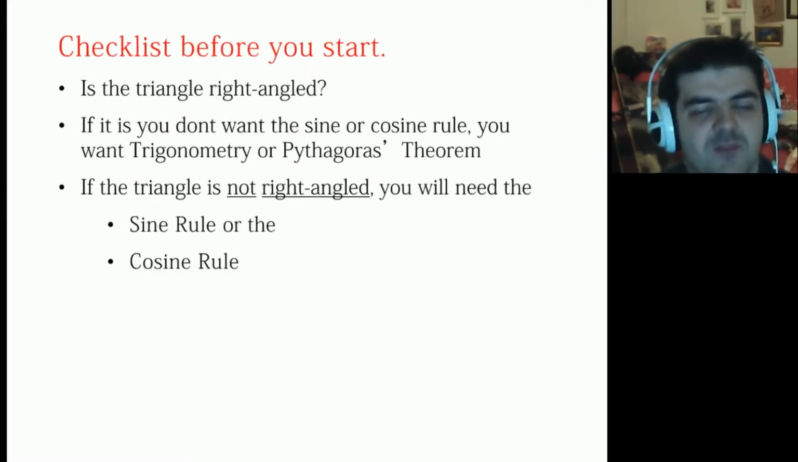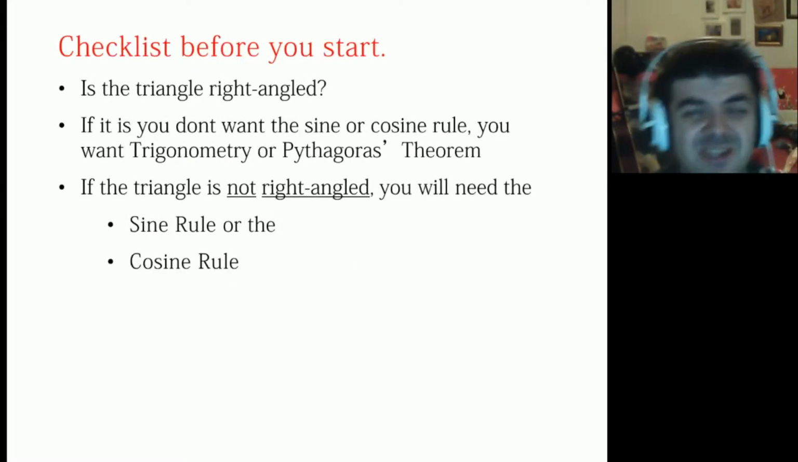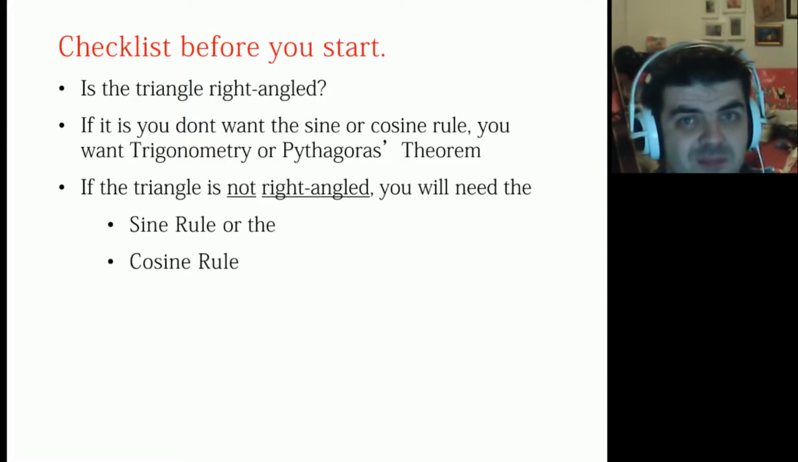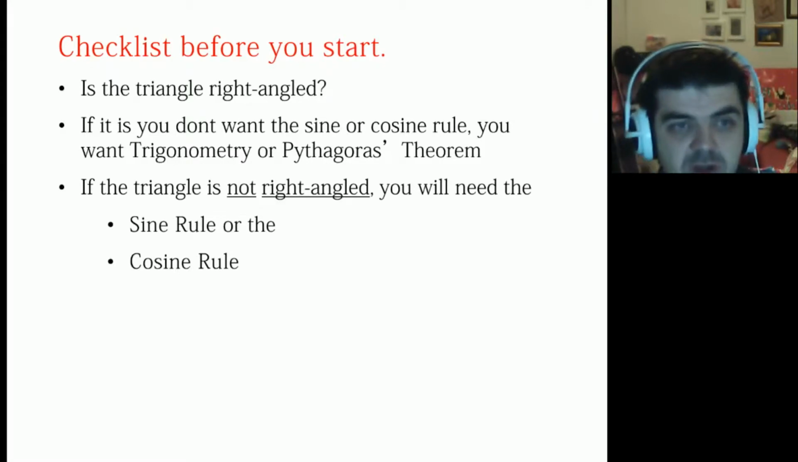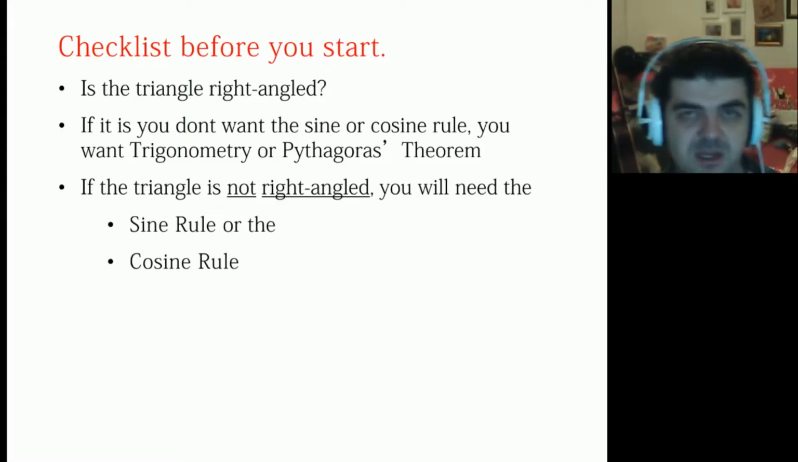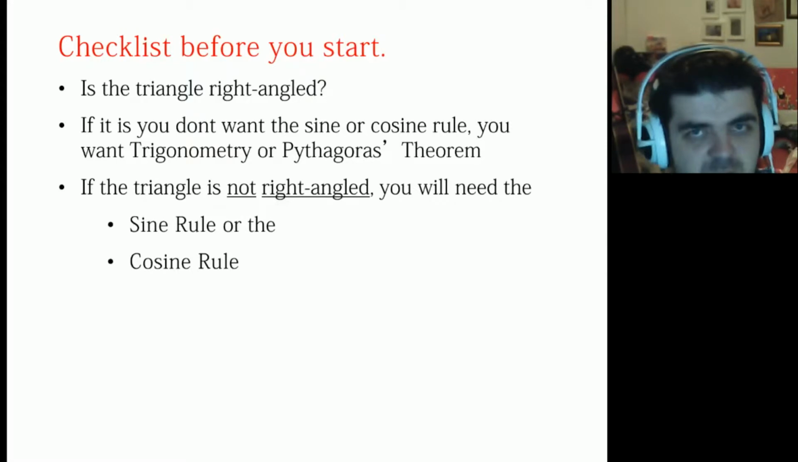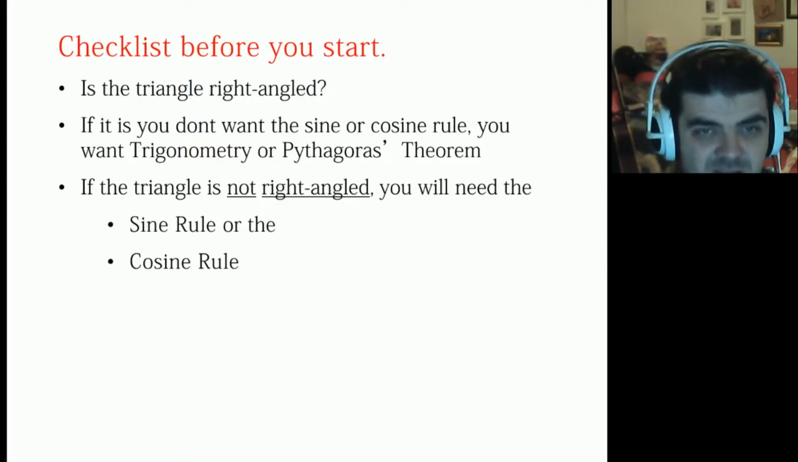Okay, so the first thing is we're going to have a checklist. First thing you're going to check when you're looking at one of these questions is: is the triangle right angled? If it's a right angle triangle, then happy days. We don't need the sine and cosine rule. We're just going to use the trigonometry rules that we did last week, or good old SOHCAHTOA, or Pythagoras' theorem. If the triangle is not right angled, you're going to use the sine and the cosine rule.